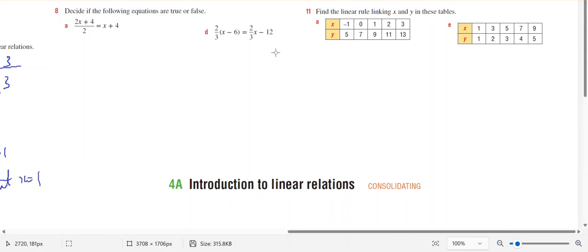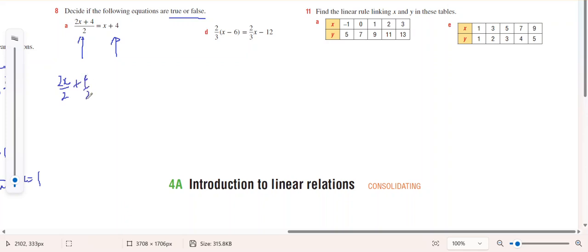So for question number 8, A and D, and 11, A and E. In question 8, we're asked to decide whether it's true or false. It's going to be true if the equation on the left is identically the same as the equation on the right. Since I've got a fraction on the left, I'd like to rewrite this as 2x on 2 plus 4 on 2 equals the right-hand side.